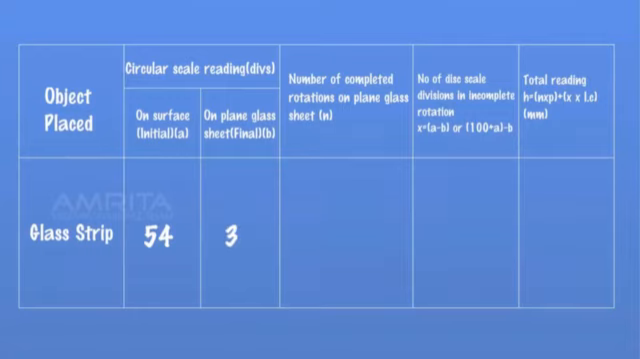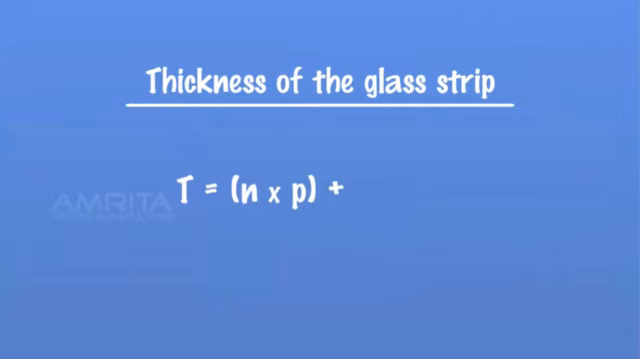Now, the thickness of the glass strip can be calculated using the equation T is equal to N into P plus X into LC.